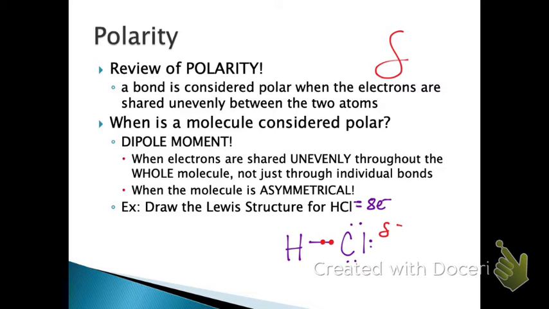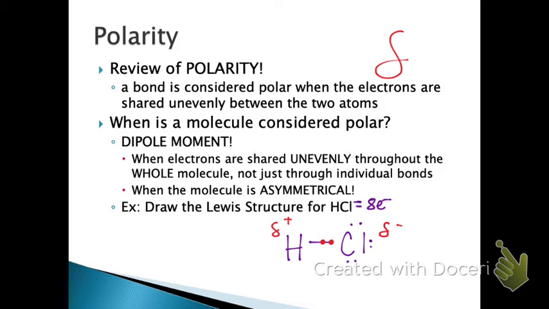Okay, and so if chlorine has a partial negative charge, what does that mean has to be true for hydrogen? Partial. It's going to have a partial positive, right? Because it hasn't lost its electron totally, but it's become pretty close, right? The electron scooted away from hydrogen and went towards chlorine. And so we have what's called a partial positive and partial negative on that molecule. Okay, what questions do we have about that part so far?